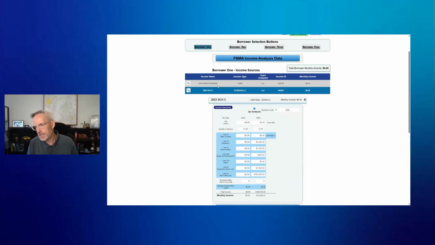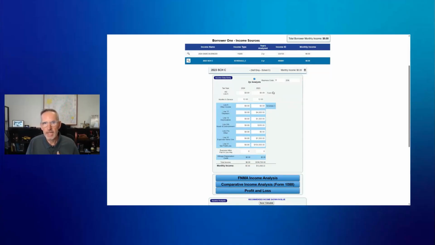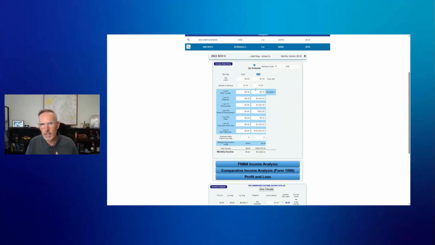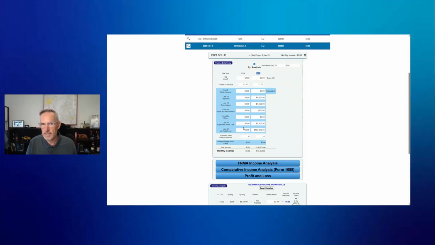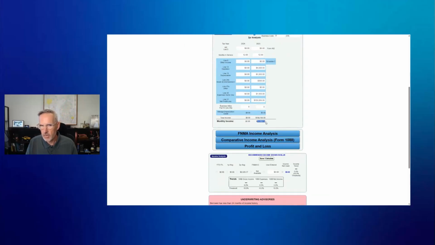It's not a change of business names. There's no ownership change or anything like that. So I put everything in my Schedule C for 23. I don't have anything for 24 because obviously the business changed. And I can see that based on the way I analyze the Schedule C, the income is 156,700 or about 13 grand a month.